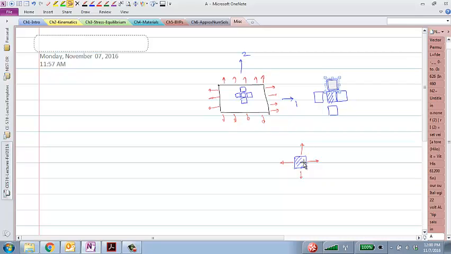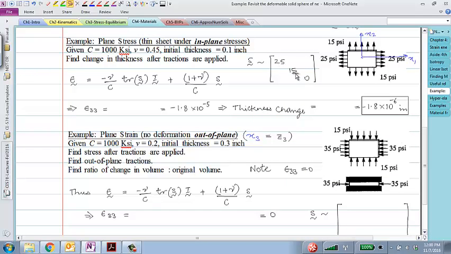These are principal directions. What happens in principal directions? Our stress tensor turns out to be diagonal. So that's why the off-diagonal terms are going to be zero. You have to go through this type of physical reasoning to realize that the stress tensor would be 25, 15, 0 in the third, and zeros everywhere else also.